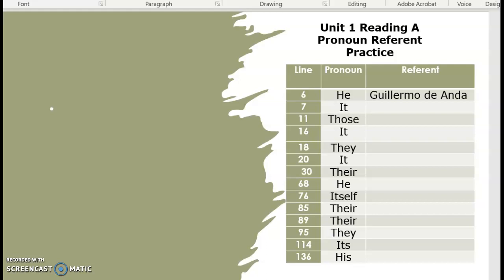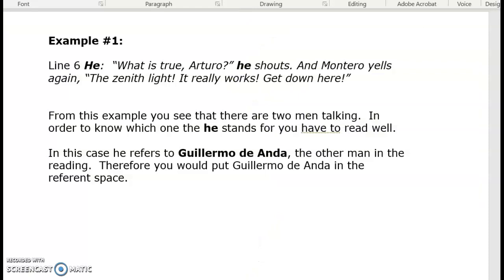Now let's go to the first example, which we can do together. Example 1, line 6 reads, we're looking for the pronoun he.